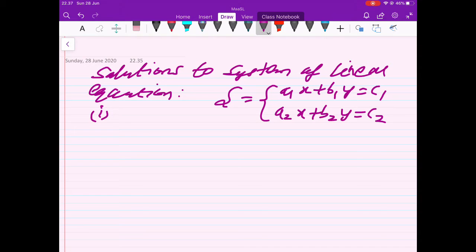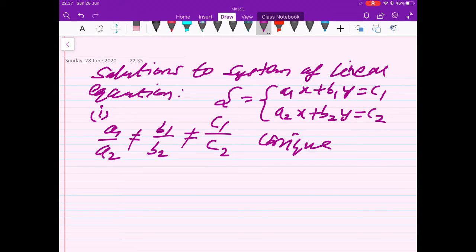So if we compare the coefficients, let's say a1 by a2, the coefficient of x in the first equation divided by the coefficient of x in the second, is not equal to the coefficient of y in the first equation divided by the coefficient of y in the second equation, and the constant term in the first equation divided by the constant term in the second, if the ratios are not the same, then the system of equations will have a unique solution, or we can say a consistent solution.